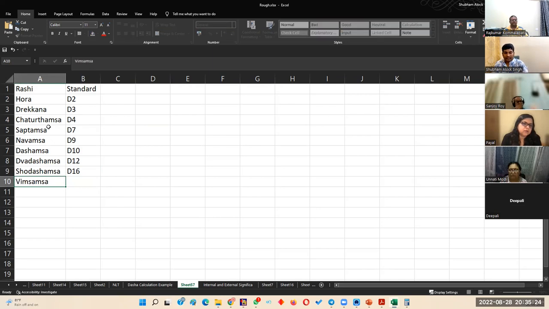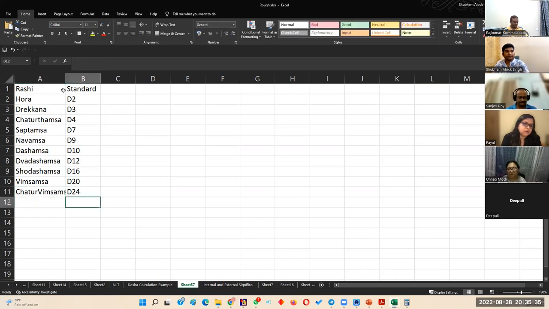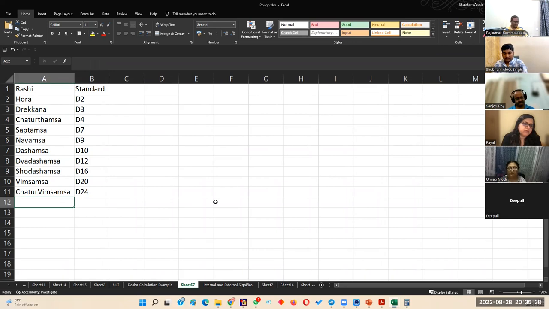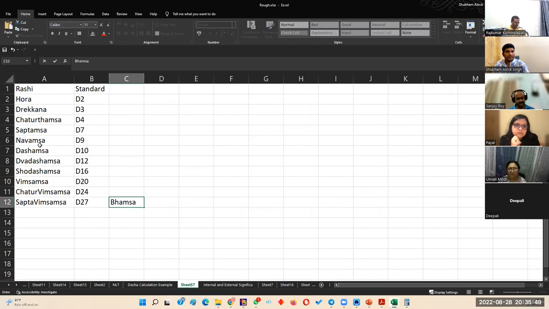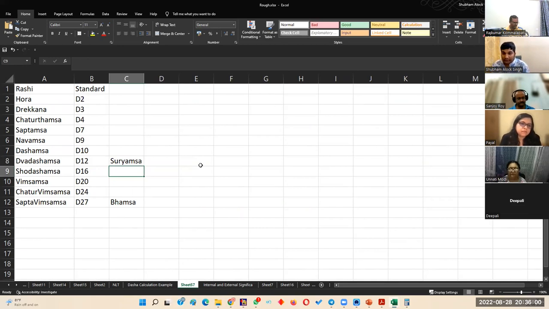After Shodashamsha, Vimshamsha is made, that is D20. After Vimshamsha, Chaturvimshamsha is made, that is D24. Then Saptavimshamsha is made, that is D27. This Saptavimshamsha is also known as Bhamsha, because Bha means nakshatra, and there are 27 nakshatras, hence Bhamsha. And this Dwadashamsha is also known as Suryamsha, or the division of sun, because there are 12 different suns in the 12 different months of any year.